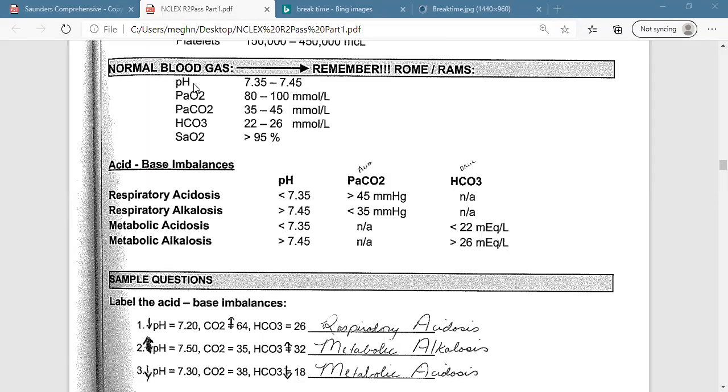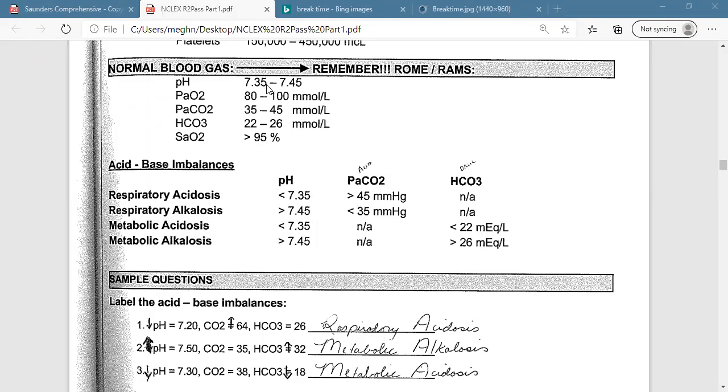First of all, pH. What is pH? It is the hydrogen ion concentration. It indicates acid or base. The normal pH is 7.35 to 7.45. Simply, everybody knows that, and you say, yes, I know it. But just keep in mind this note.